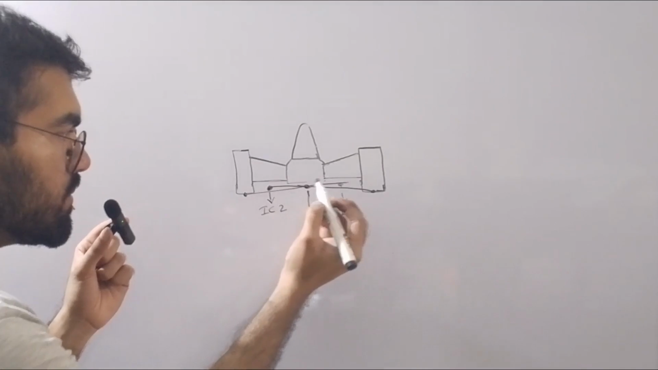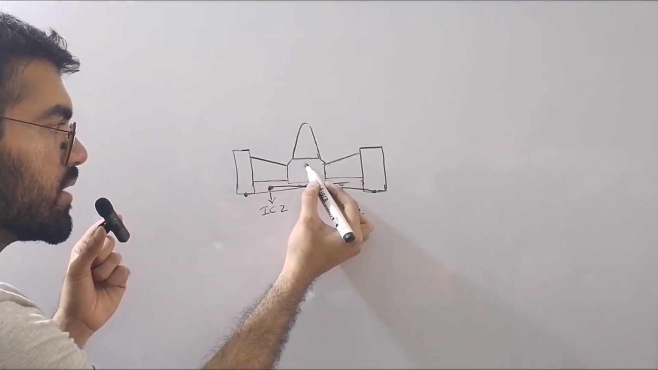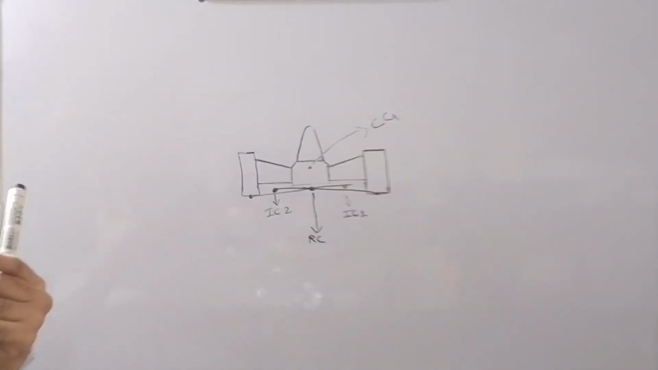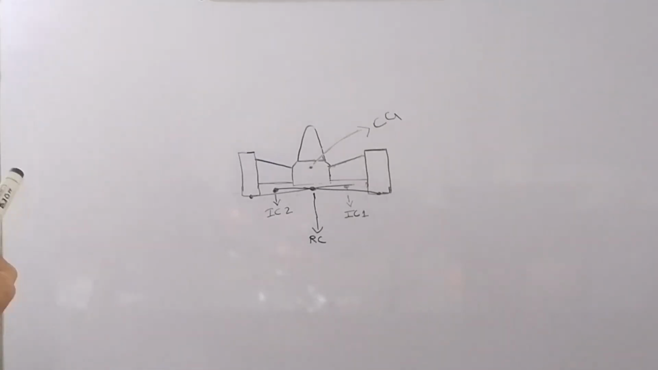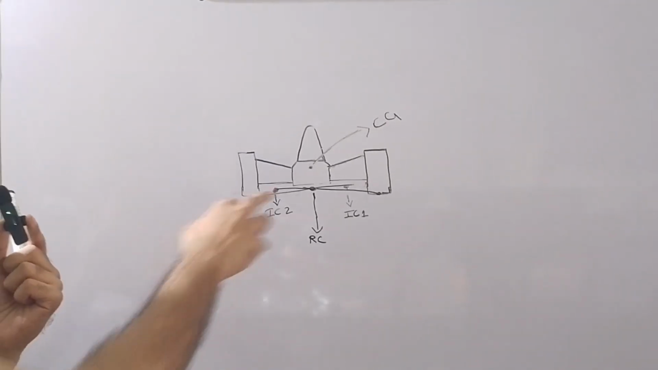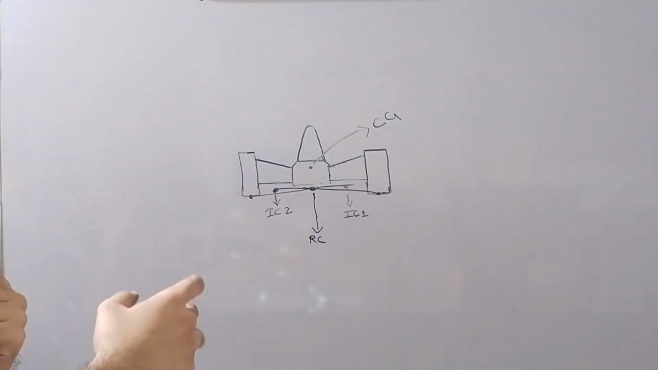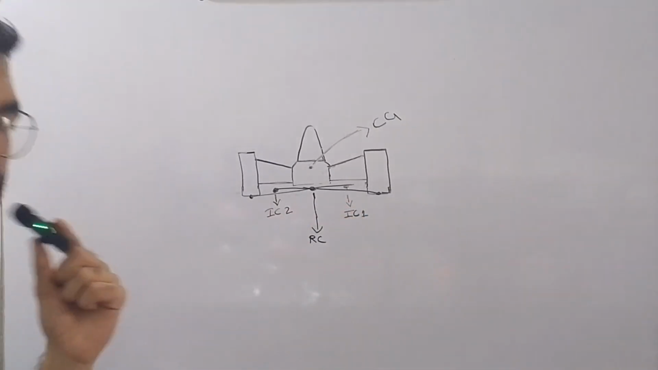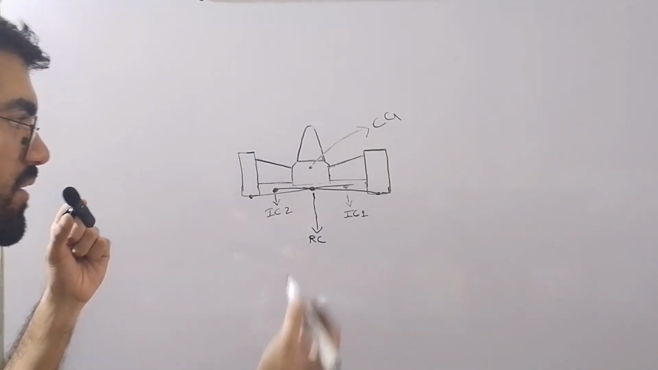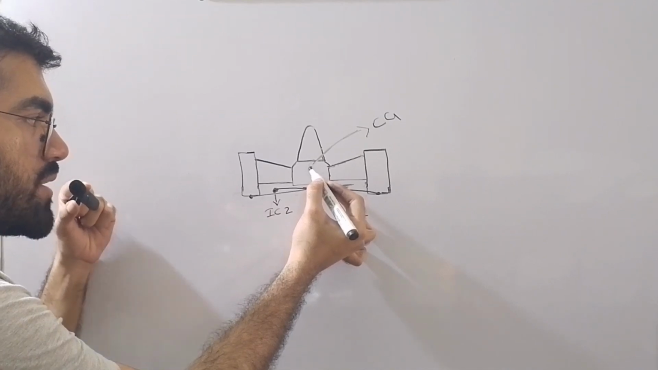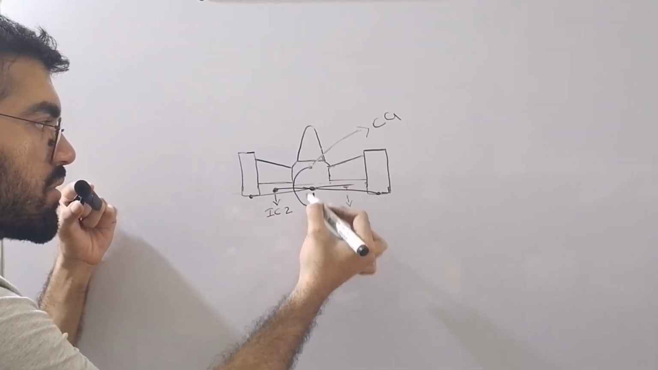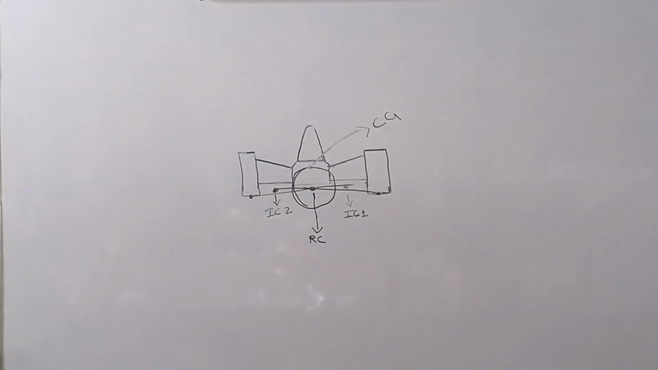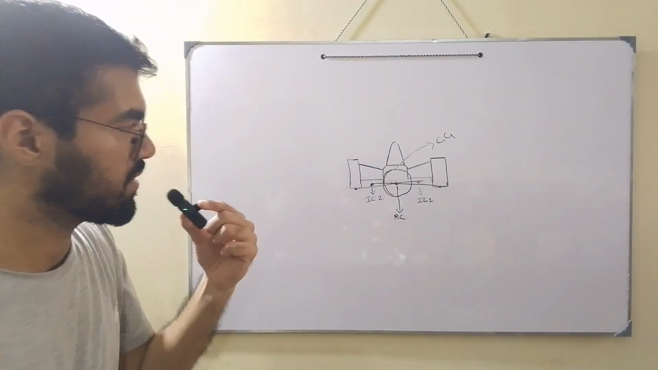To simplify this, we will have to assume that this is the center of gravity of the car. During a turn, all of the weight of the car is assumed to act at this point right here, the center of gravity. So the body of the car will consider the roll center as the center of rotation, as I have already explained. So the movement of the body is going to be something like this, on this circular path.